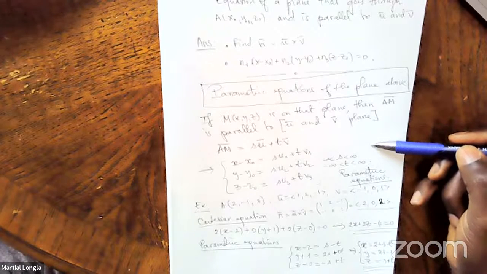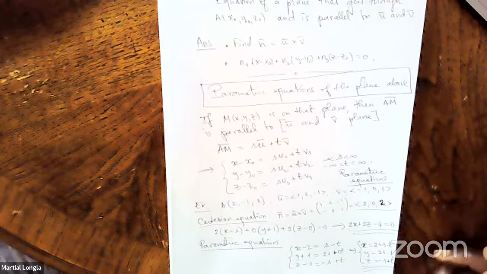Now here, that same thing is done twice. This is the Cartesian equation, and this is the parametric equations. Any questions?